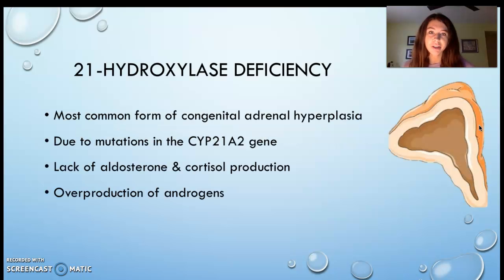Starting off, 21-hydroxylase deficiency is the most common form of congenital adrenal hyperplasia. It affects how the adrenal cortex functions and produces aldosterone and cortisol. The functioning of the 21-hydroxylase enzyme is controlled by the CYP gene. As a quick aside, I'm going to call it the CYP gene just to save some time. I'm going to get into the pathway in the next slide so that it makes more sense.